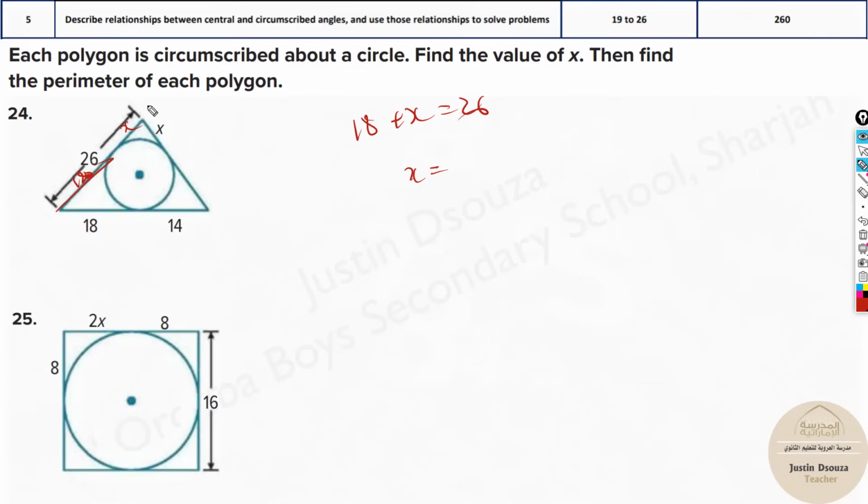X is basically 26 minus this part, minus this line, 18. So that will be your answer. Here we'll get 8. And then what about the perimeter? Now we know this is 8, 8, 18, 18, 14, 14.